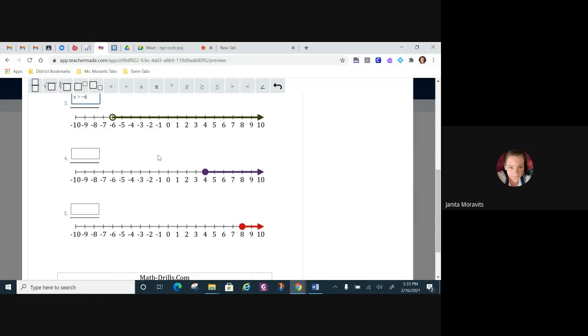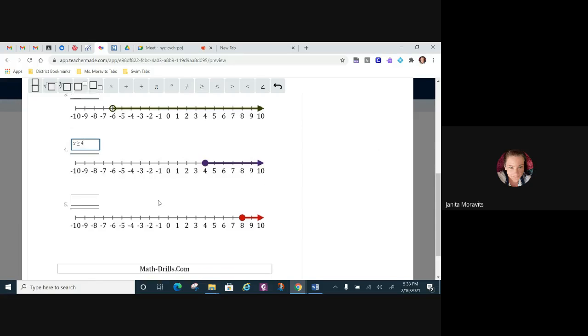All right, now let's look at one more here. We have x. Now, it starts on 4. Notice it is a closed circle. That means it's equal to 4 and it's greater than 4. So we're going to use the greater than and equal to, and then we're just going to put our 4 right there. It's super easy to write these inequalities.